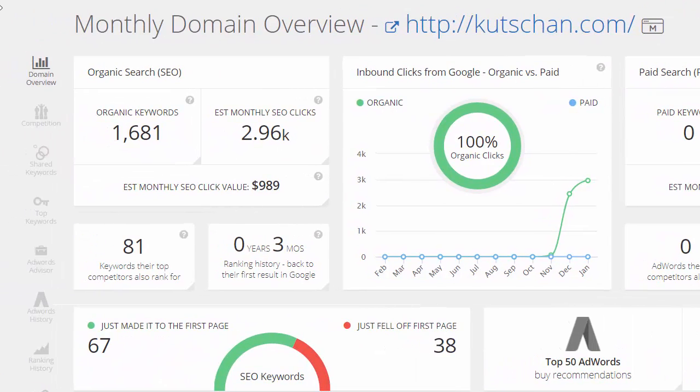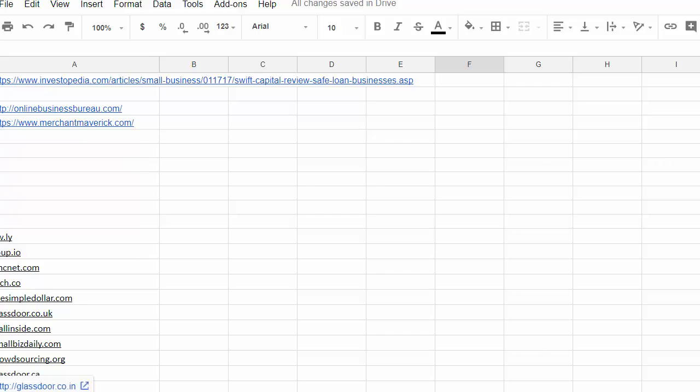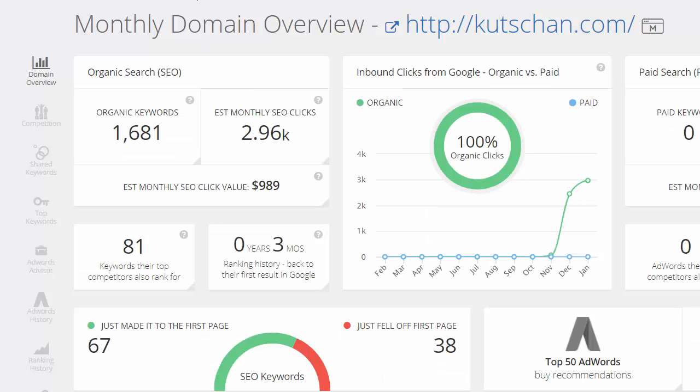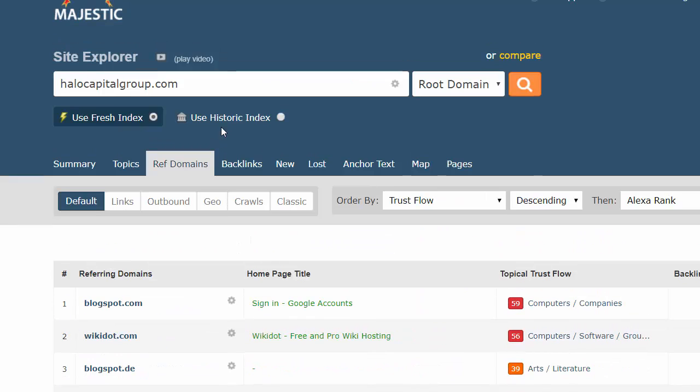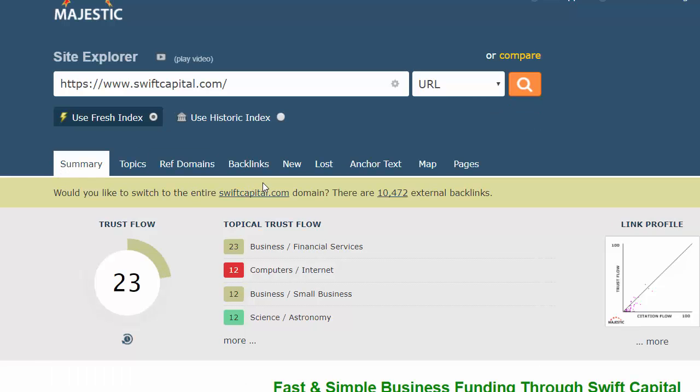All right, but that's what you do: look over your competitors' links and find opportunities where you can find sites that are linking to them and that you can get to link to you too. All right, I'm going to go and do one more competitor, root domain.